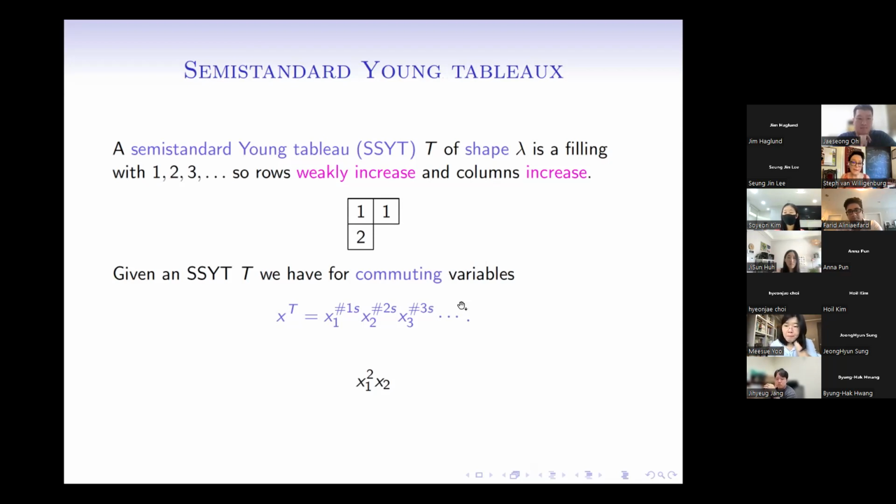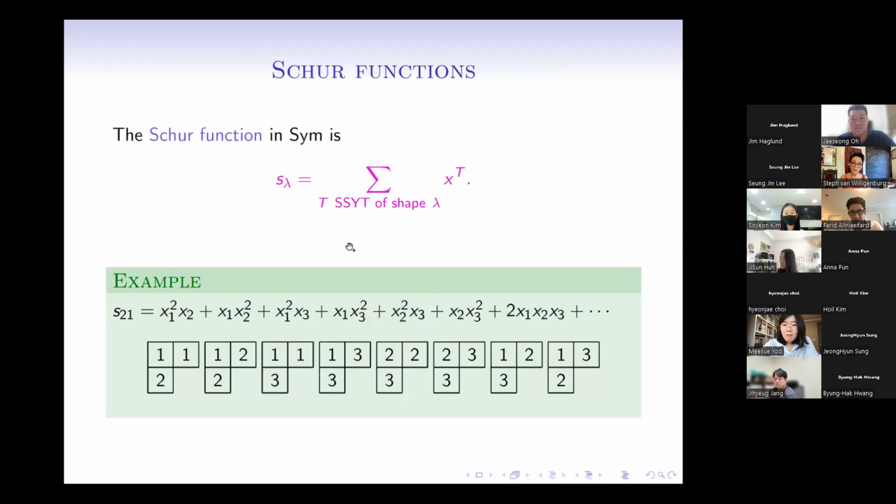And then given a semi-standard Young tableau, we can associate a monomial with it. We're just going to have x1 to the number of 1s we can see, x2 to the number of 2s we can see, and so on. So if we look at this little tableau right here, then the monomial is going to be x1 squared, x2. And then with this in mind, our Schur function s lambda is just, well, take all of your semi-standard Young tableaux of shape lambda, take the monomial corresponding to each, and add them all up.